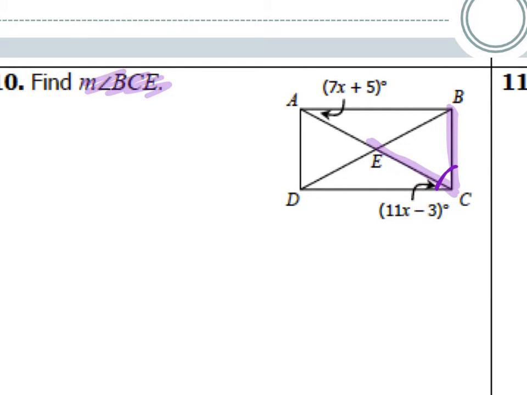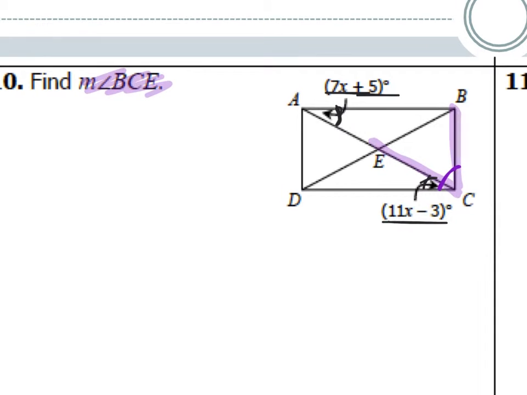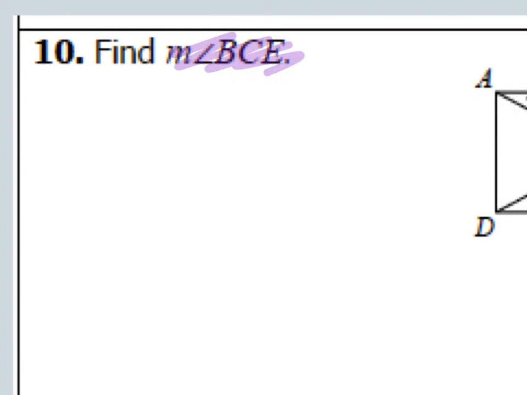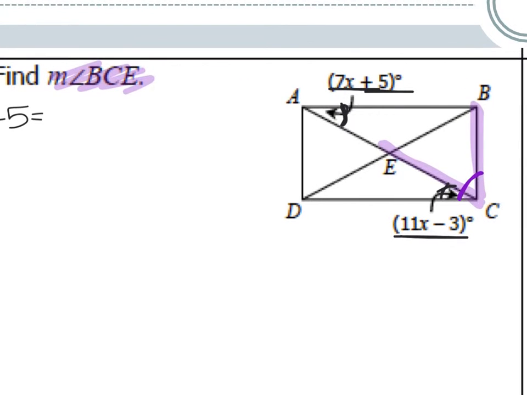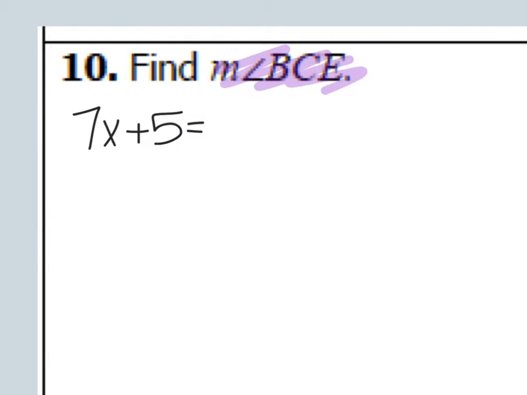in this problem, 7x plus 5 and 11x minus 3, these are alternate interior angles. So that means that they're congruent to each other. So to solve for BCE, I can set them equal to each other and solve for x. So 7x plus 5 equals 11x minus 3.